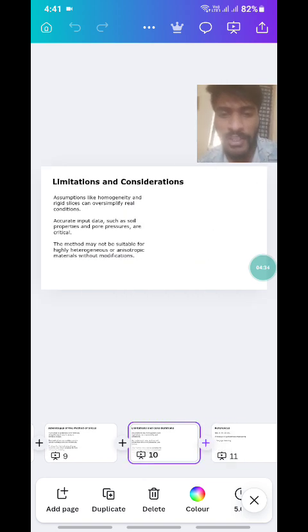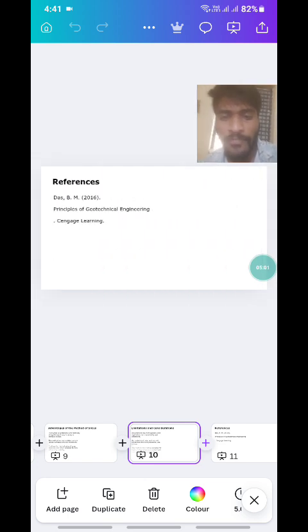Limitations and considerations. Assumptions like homogeneity and rigid slices can oversimplify real conditions. Accurate input data such as soil properties and pore pressure are critical. The method may not be suitable for highly heterogeneous or anisotropic materials without modification. Finally, references.